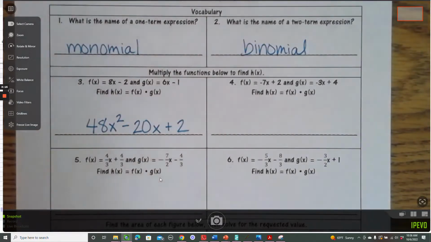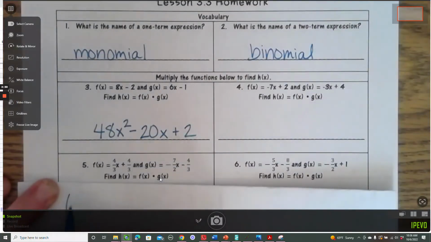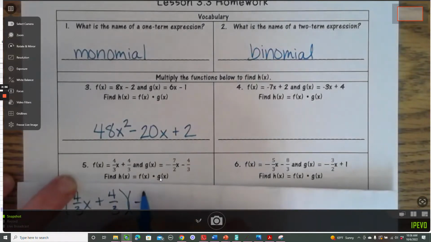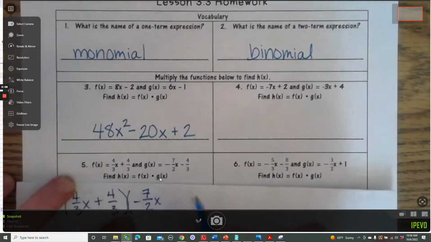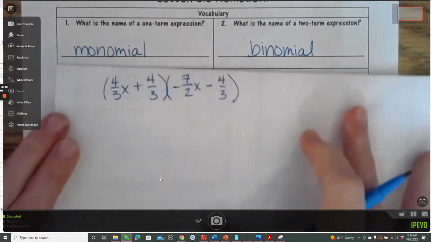All right, 5. This is something we talked about at the meeting I was in yesterday: we've got to get the lower grades to stop letting you guys turn everything into decimals. They're doing you no favors doing that. All right, we have 4/3 x plus 4/3 times negative 7/2 x minus 4/3.